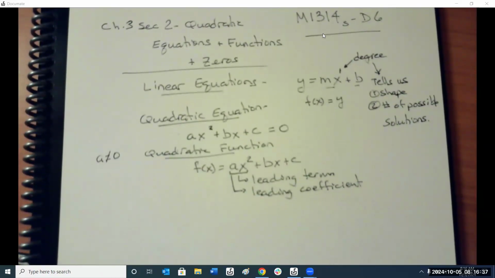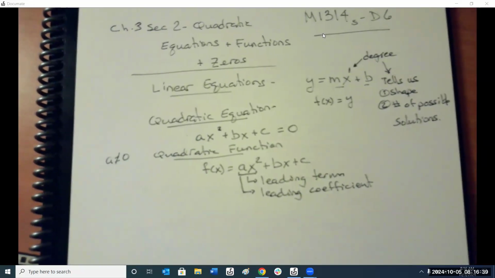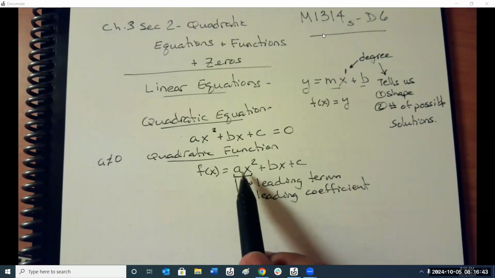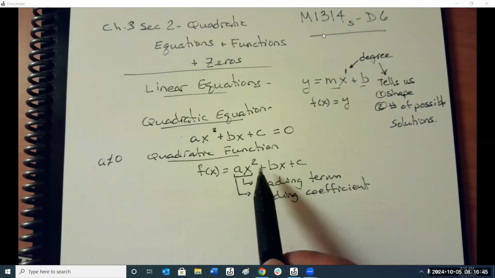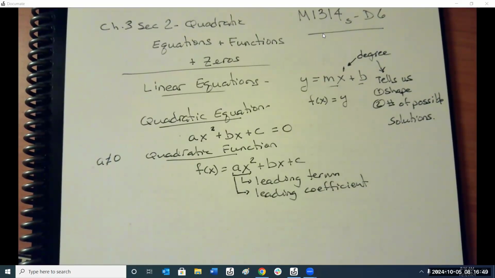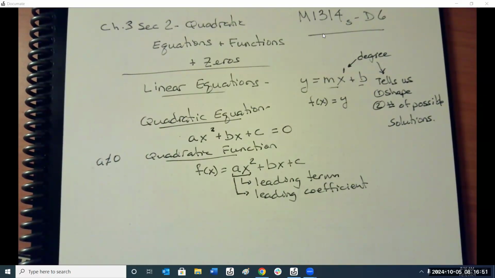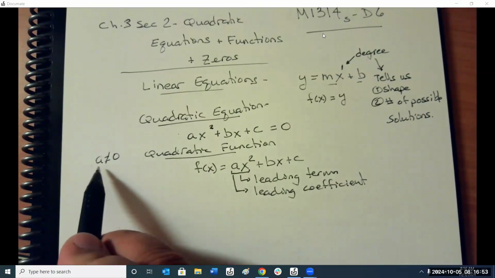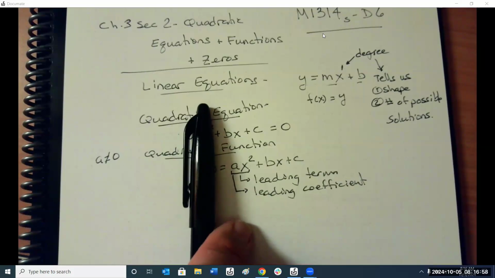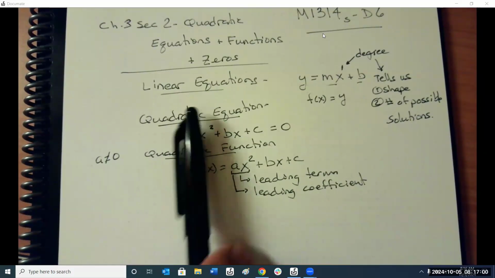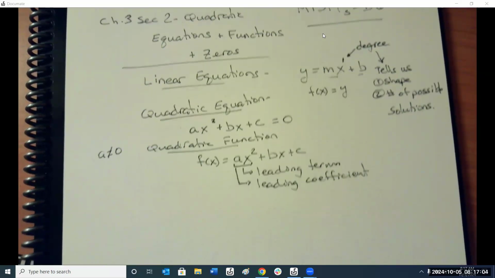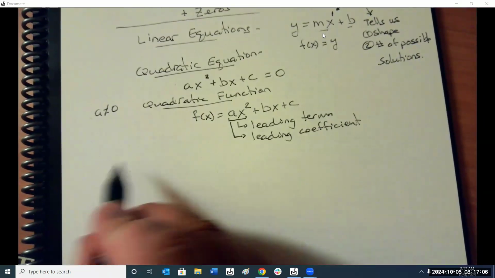So whenever you get an equation, what you have to do is put the terms in decreasing order of the exponents: x squared, x, no x. The leading coefficient cannot be 0, because if it's 0, it becomes a linear equation. So those are very important concepts.